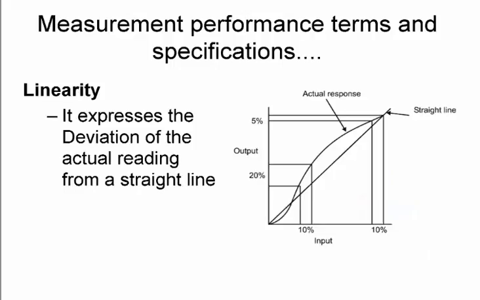And then we also have linearity. That expresses the deviation from a straight line. So here we have our straight line, but our actual response deviates from that straight line, as you can see, above and below that line. So that's what we specify as linearity.